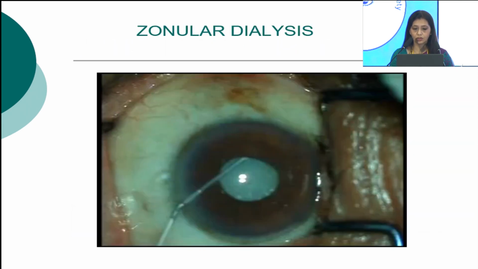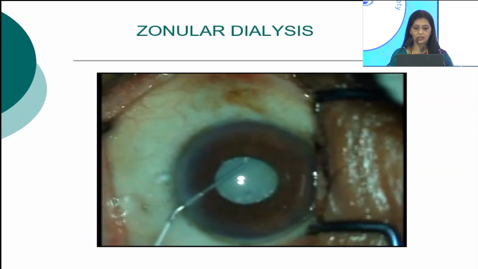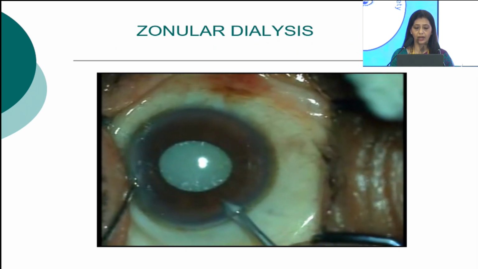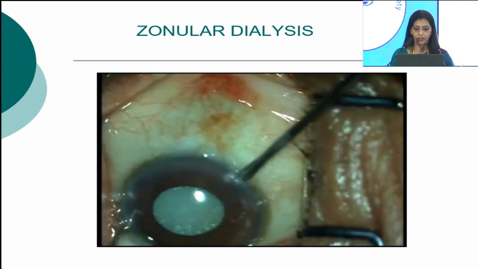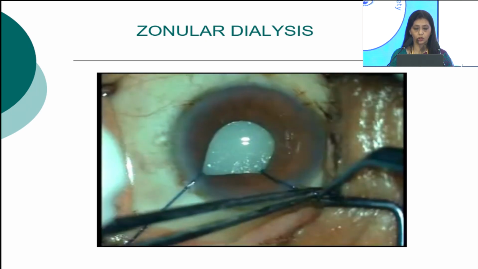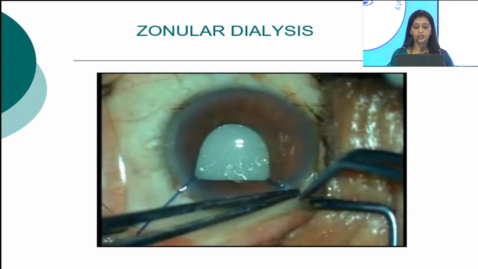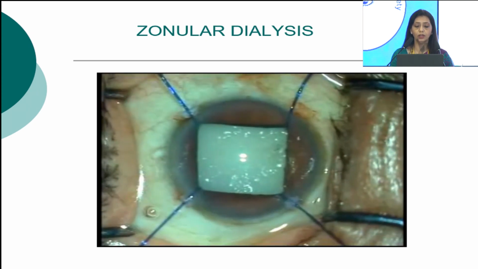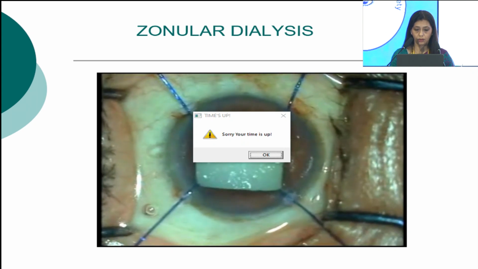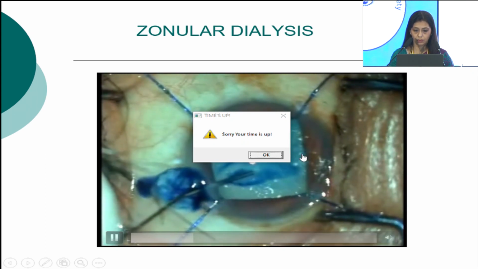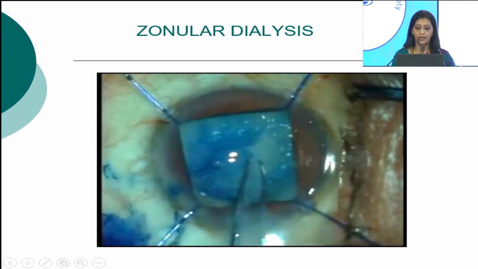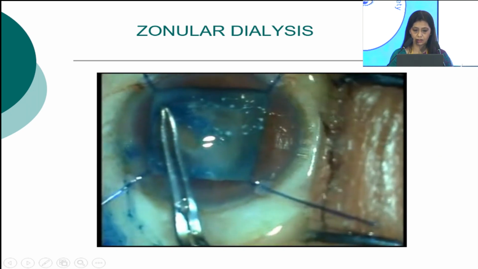The next case is of a zonular dialysis. You can see this is a non-dilated pupil and a very hypermature cataract. So we have to be very, very cautious. We can expect zonular dialysis already. So first we start the surgery by placing the iris hooks so that we can enlarge the pupil. And here we do a rhexis.